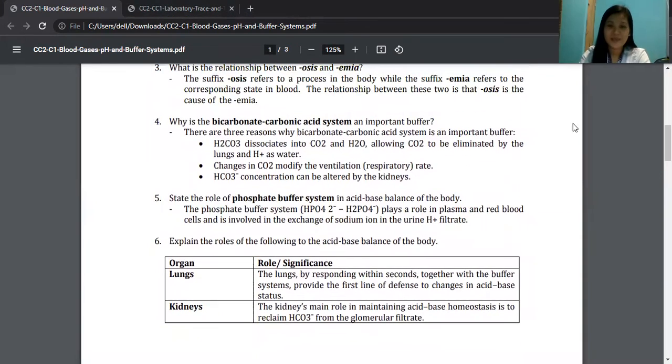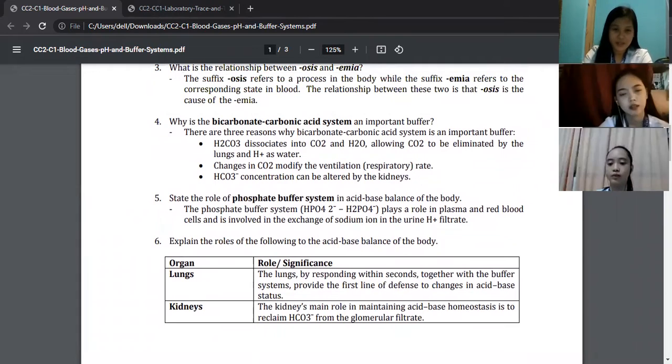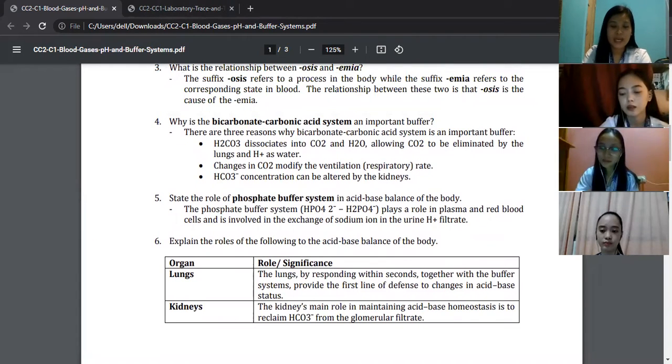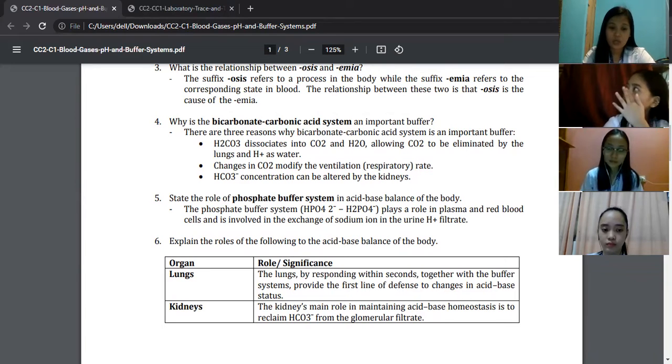So the next, here in the bicarbonate-carbonic acid system, these are the 3 reasons why this is an important buffer. The first one, carbonic acid dissociates into carbon dioxide and water, allowing the carbon dioxide to be eliminated by the lungs and the hydrogen ion as water. The second one is changes in carbon dioxide modify the ventilation or the respiratory rate. And the last one, bicarbonate concentration can be altered by the kidneys.